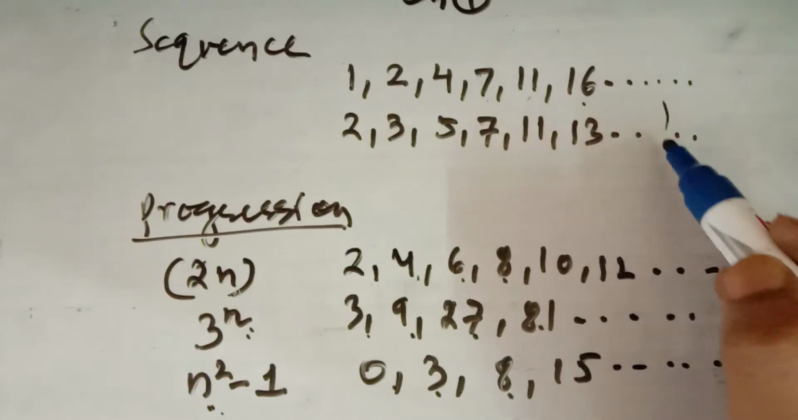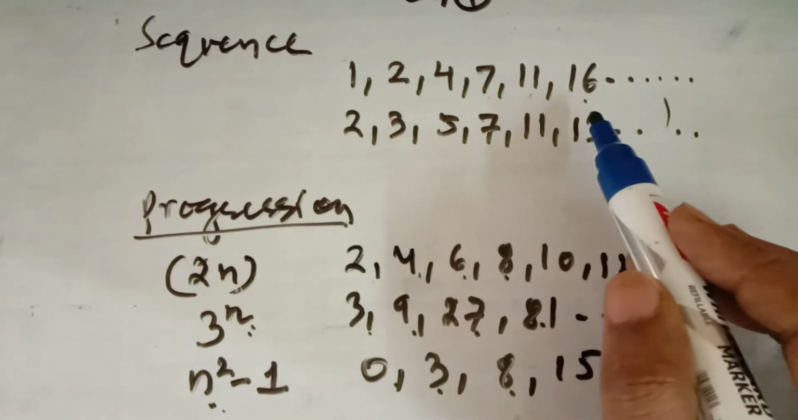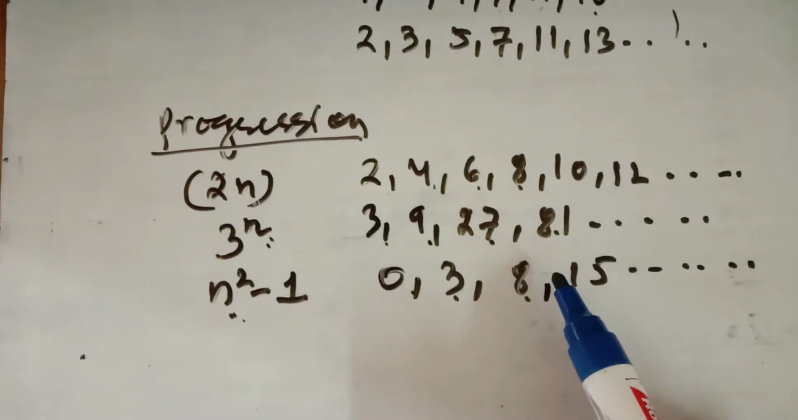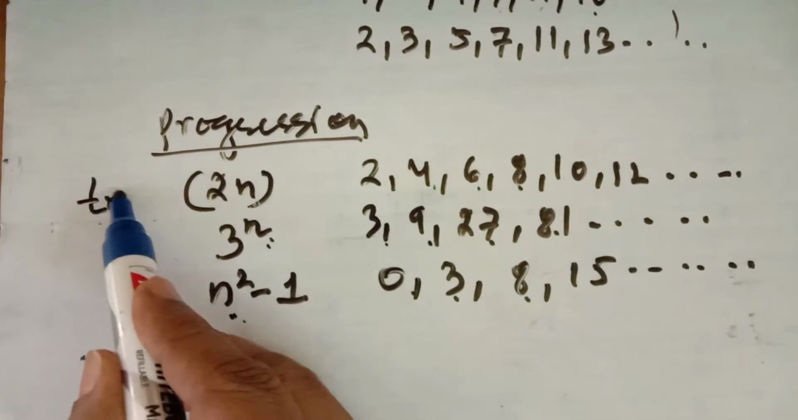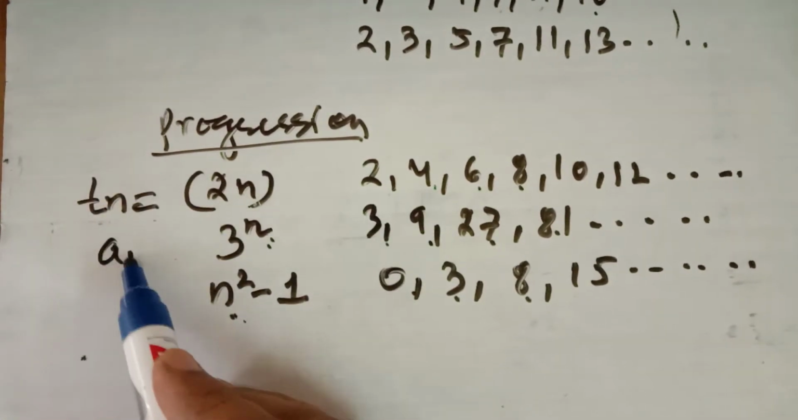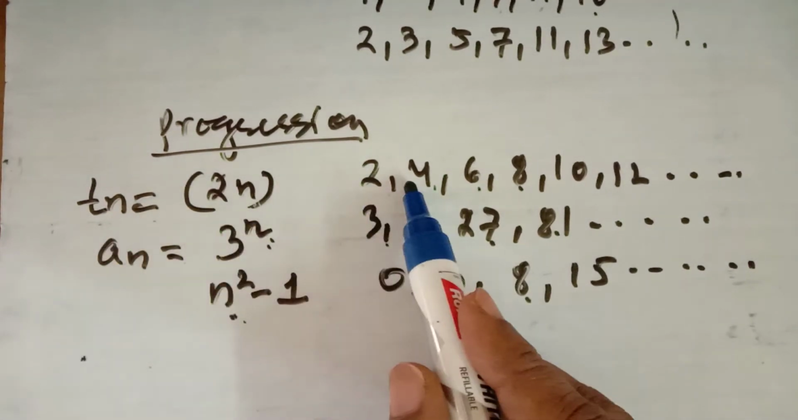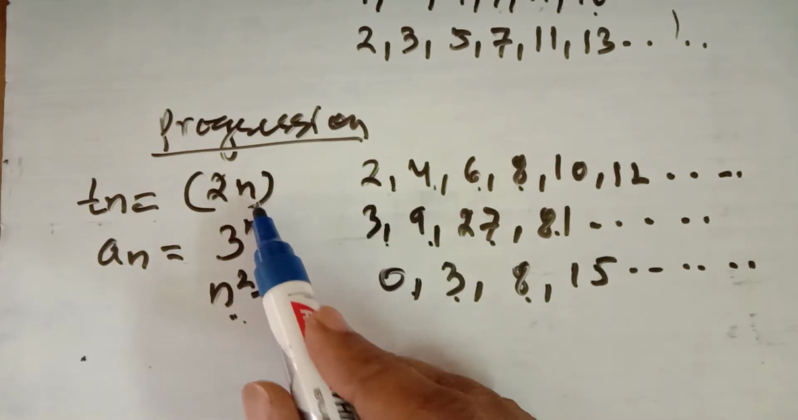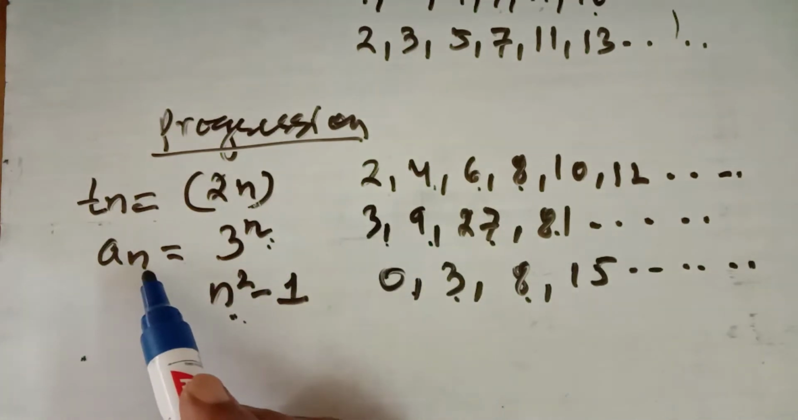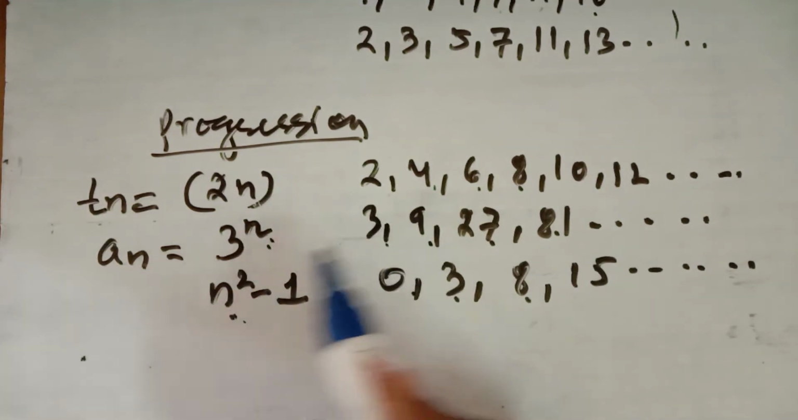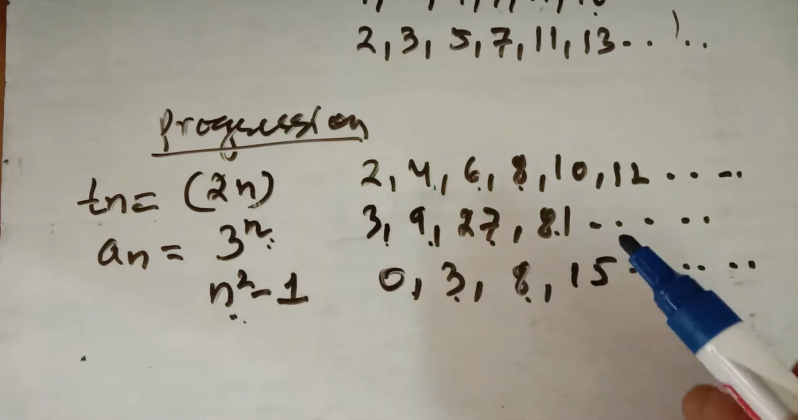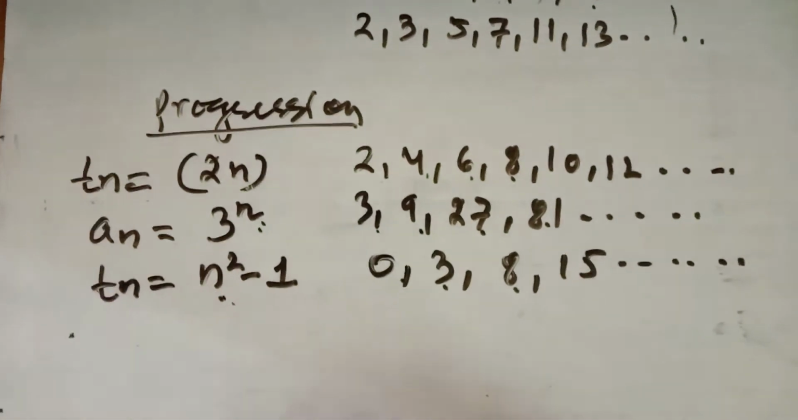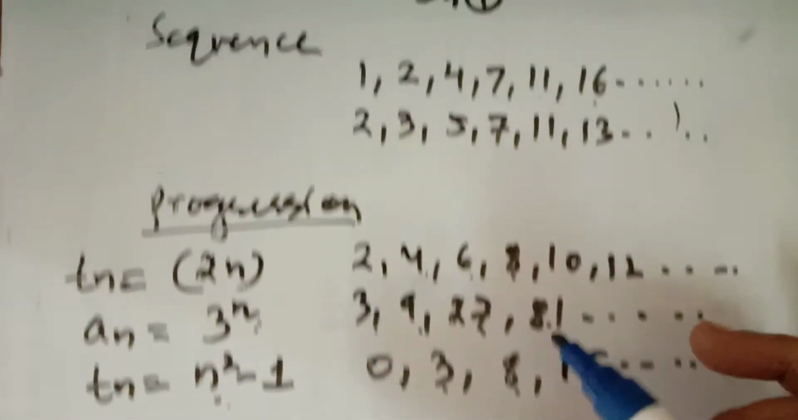But in the first sequence, we cannot write any formula to find any term of this sequence. Now these terms, 1, 2, 4, 7, 11, are the terms of the sequence or the progression, and a term is denoted by Tn or An. If I replace n by 1, I'll get the first term. If I replace n by 2, I'll get this term 2, and so on. Similarly, A1, A2, A3, A4, A5 means you have to replace n by numbers. You'll get any term of the given sequence or progression. So this is the difference between the sequence and the progression.